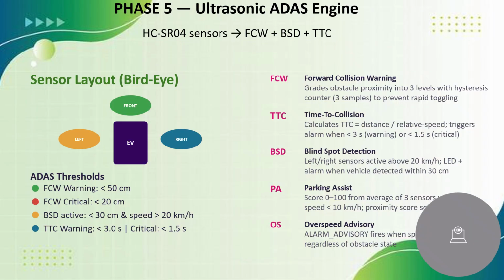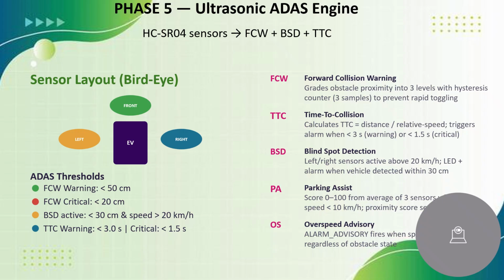When we come to the sixth slide, phase number 5, the ultrasonic ADAS engine with the HC-SR04 sensor, which needs FCW, BSD, and TTC. TTC is the time to collision, BSD tells us about blind spot detection, and FCW is the forward collision warning. So here we need the sensor layout, bird's eye view, which tells us about the electric vehicle. Left, right, and front are denoted as three different colors that show how we can protect our electric vehicles.